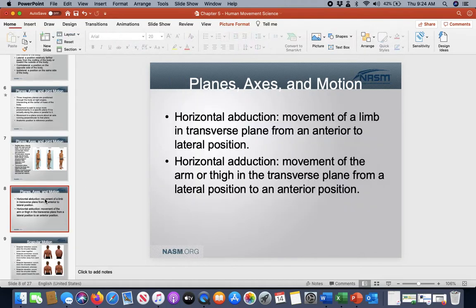And then there are two more: horizontal abduction and horizontal adduction. It sounds exactly like what we talked about with abduction and adduction, bringing things away from the center line and then toward the center line. But the difference here is the actual movement, and how it is a transverse plane motion. It's really a combination of transverse and sagittal plane motions.